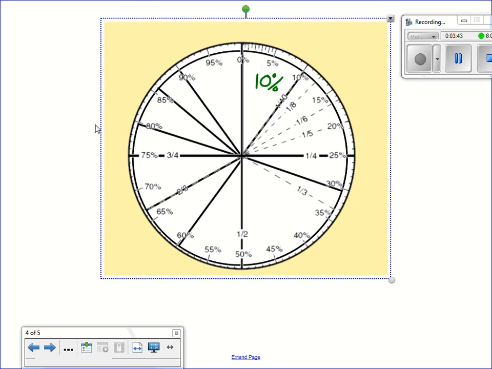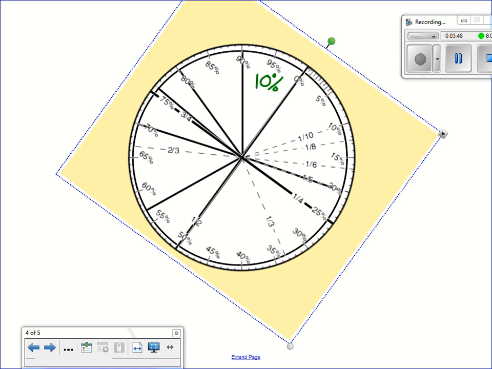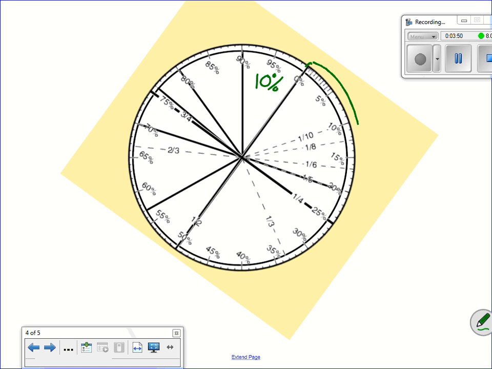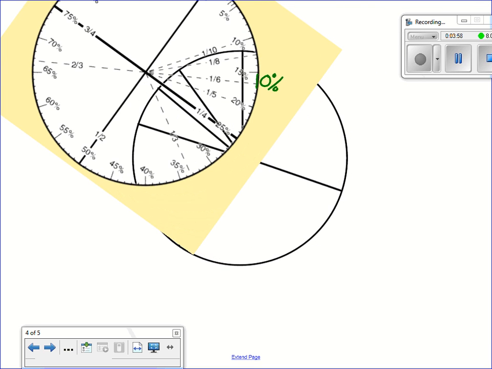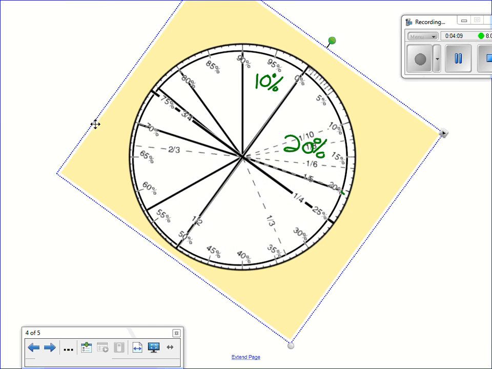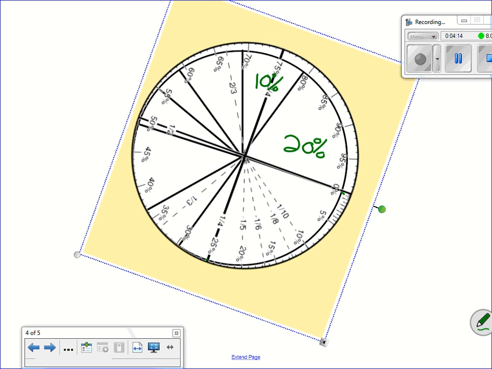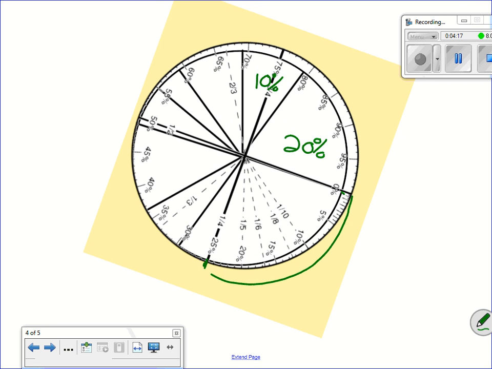Next thing, I'm going to go ahead and move this to my next piece of the pie. I'm going to read it all the way over. I'm reading from 0 right here to my next line right here. That is 20%. So the next part of this chart is actually 20%. This is my next starting point. I'm going to go ahead and read it around. Here's my next line. Reading it here, 25%. So my next part of the pie is 25%.